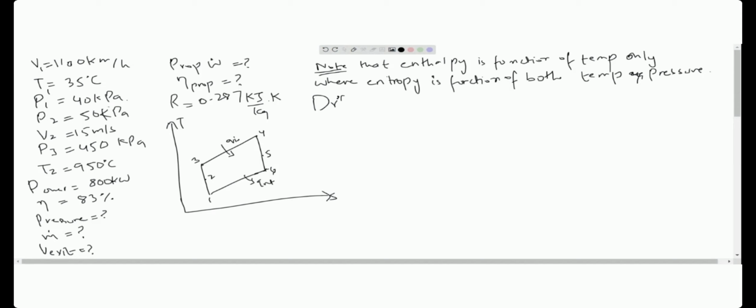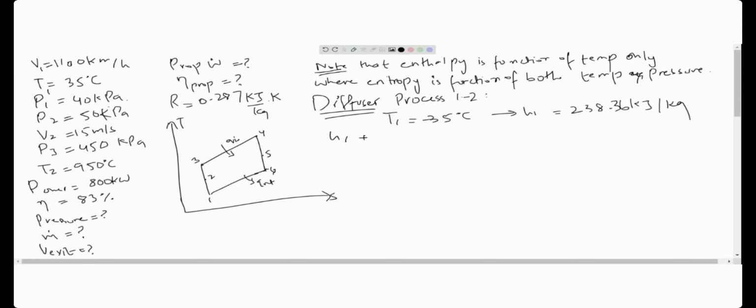Now first for that we will work for the diffuser, in the process 1 to 2. T1 temperature is minus 35 degrees centigrade, at which H1 is equal to 238.636 kilojoule per kg.